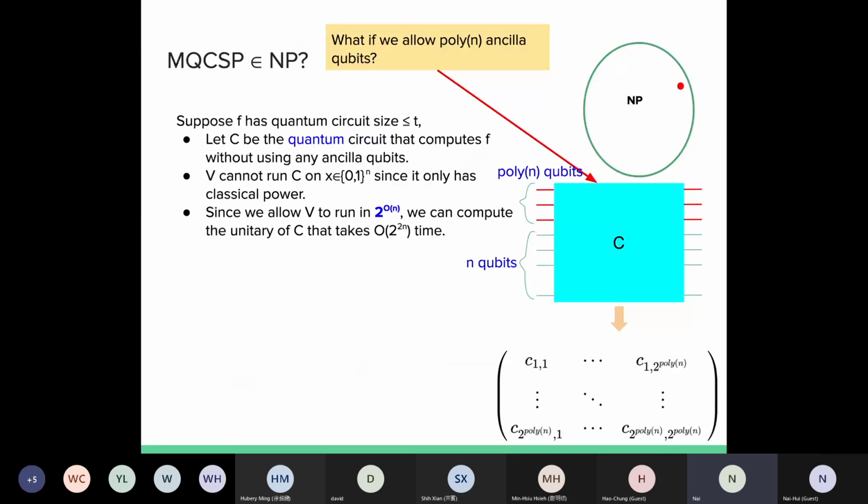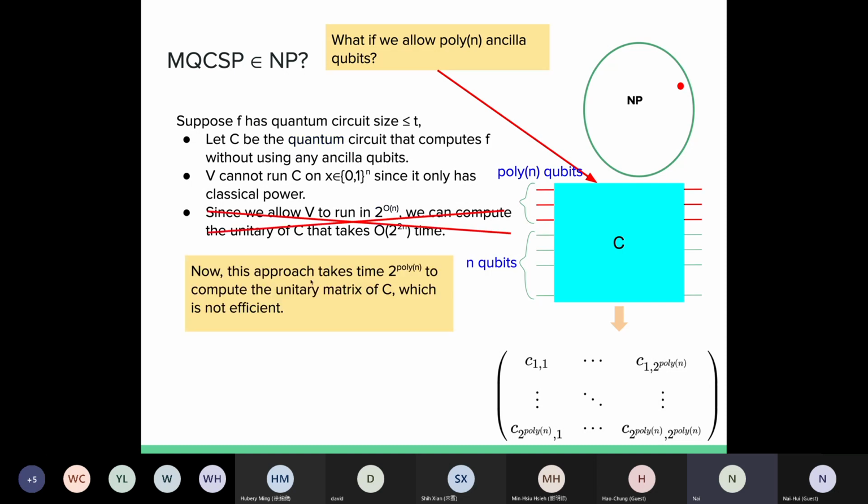But if you allow ancilla qubits, the corresponding unitary will have 2 to the poly n times 2 to the poly n entries. So 2 to the poly n is much larger than 2 to the big O of n. The main point is that the verification procedure we considered before is not efficient anymore. Does that make sense to you?